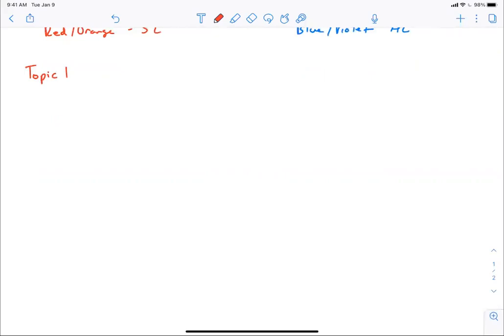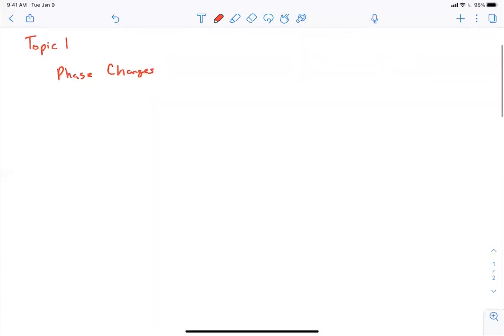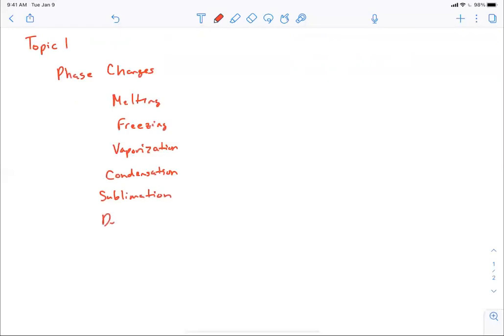And so there are certain terms you definitely want to be familiar with, because the IB explicitly says you need to be able to understand these things. The first thing I'm going to put on here is phase changes. You're going to want to know all the major ones: melting, freezing, vaporization, condensation, sublimation, and deposition. Knowing the different phase changes is really important, and also understanding which are endothermic and which are exothermic.